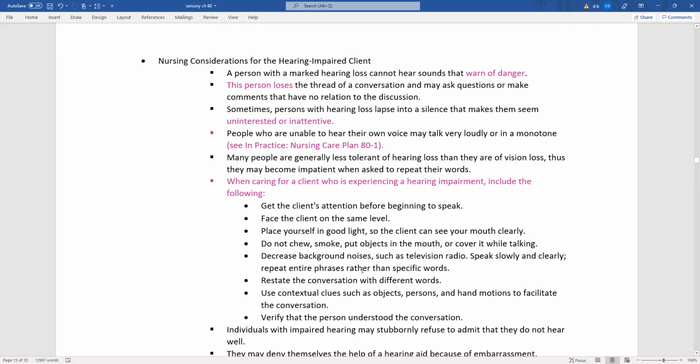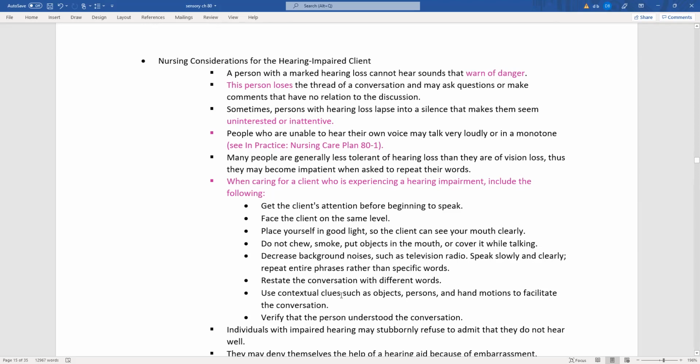Repeat entire phrases rather than specific words. Restate the conversation with different words. So when I tell you to repeat yourself, don't just say the dog. What about the damn dog? Say the whole damn thing.